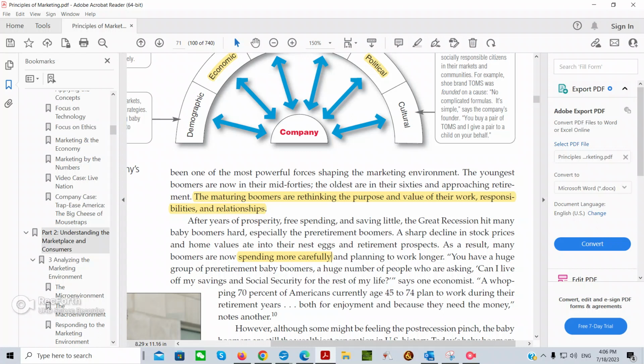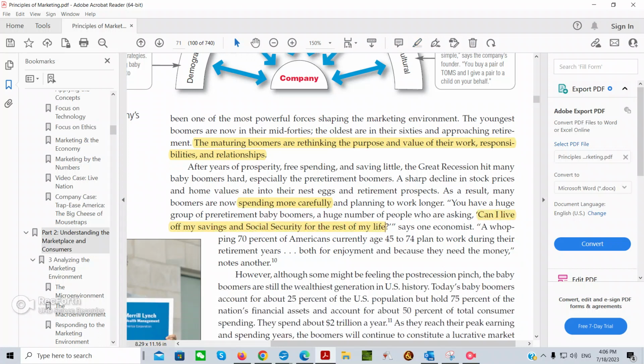Okay? And he says you have a huge group of retirement baby boomers, a huge number of people who are asking, "Can I live off my savings and Social Security for the rest of my life?" Okay? These are more of your frugal spenders. And these require a different marketing strategy than other ones.